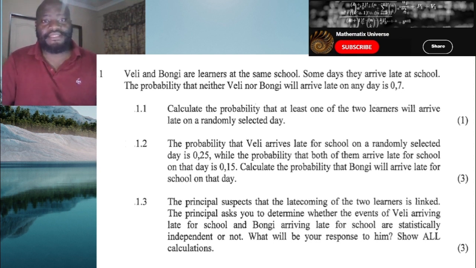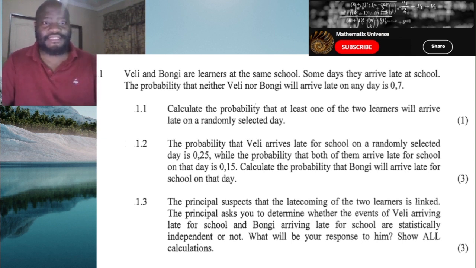calculate the probability that at least one of these two learners will arrive late on a random selected day. So my understanding of that is the probability of V for Veli being late or the probability of B for Bongi being late. So that's what we need to calculate. Okay, let's go on to the next question.